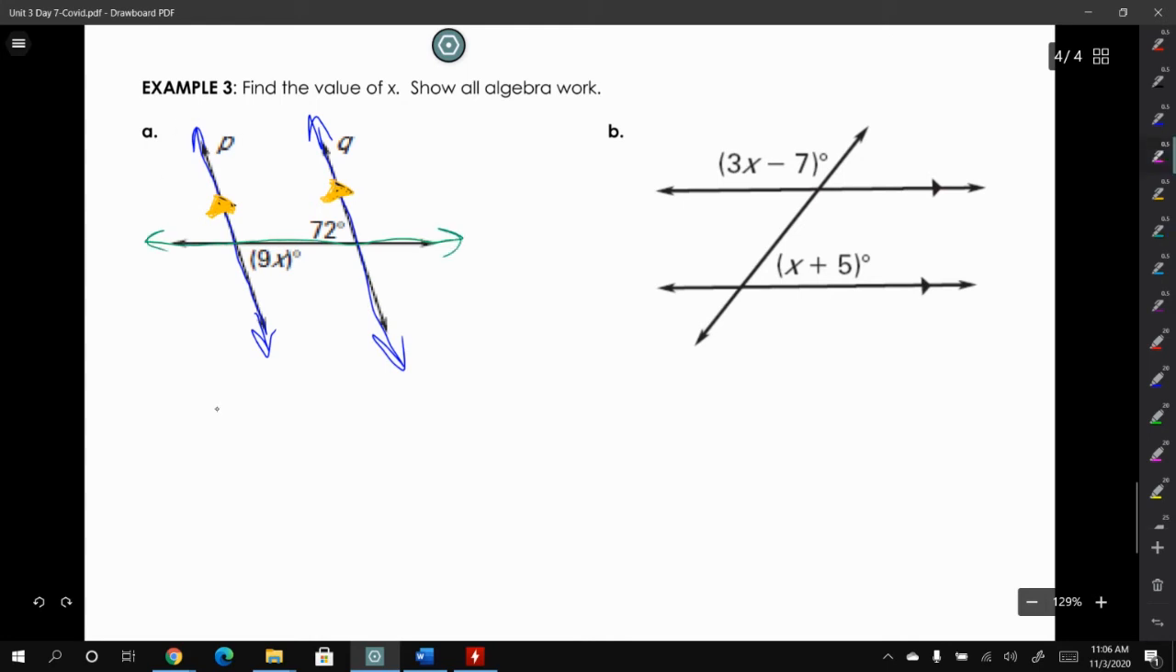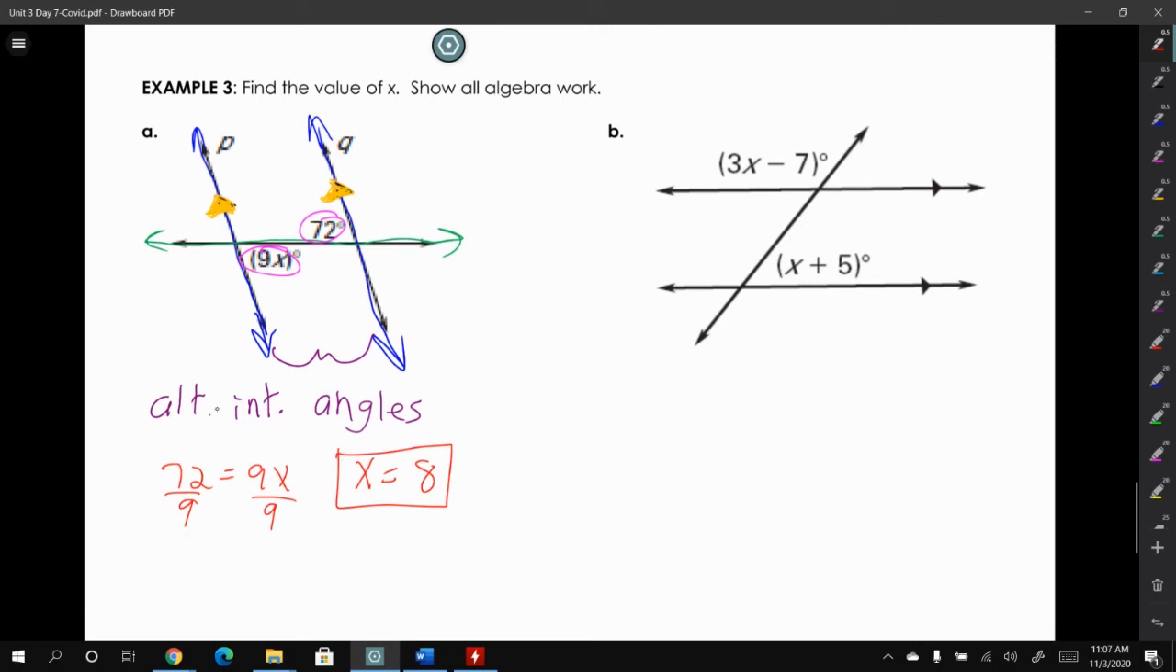So these two angles, 72 is above the transversal, 9x is below the transversal. They're on alternate sides, and they're on the interior of our two parallel lines. So these are alternate interior angles. So I'm going to write that down. Alt interior angles. And they are congruent. So that means 72 equals 9x. Okay, so if we divide both sides by 9, x is equal to 8.